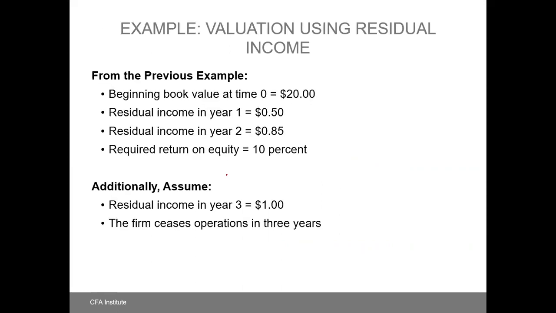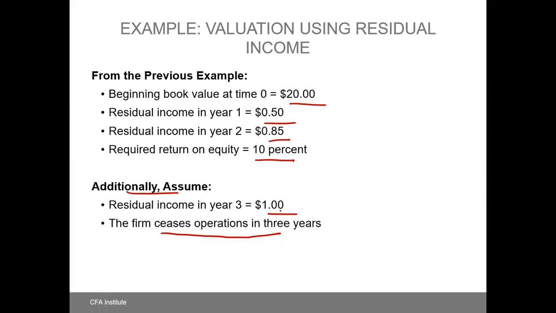Let's start with another example. The firm has a beginning book value at time 0 of 20. We have already calculated residual income in year 1, 0.5, and in year 2, 0.85. The required return is 10%, and we have an additional assumption that residual income in year 3 is $1. The firm ceases operation in 3 years. In that case, what do you think?